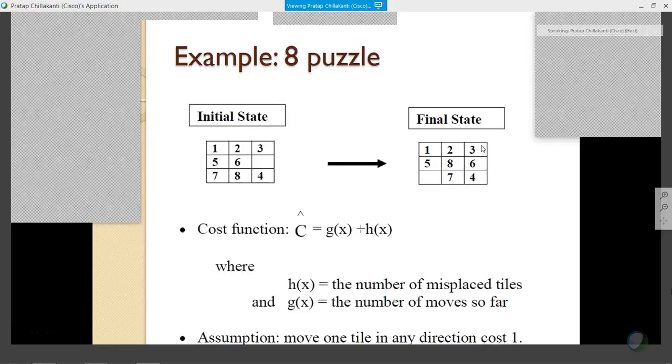So this is how it was. Initially, 1, 2, 3, 5, 6, 7, 8, 4. How do we arrive at that final state solution? What are the options that we have here? What are the options that I have? Somehow I have to move the tiles. What can I move to this empty box? I can move 4, or I can move 3, or I can move 6. You agree? Correct?